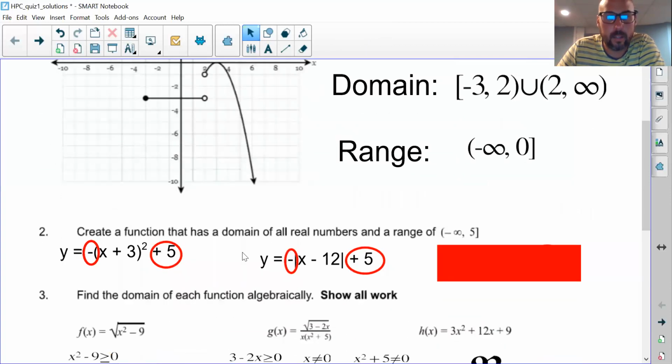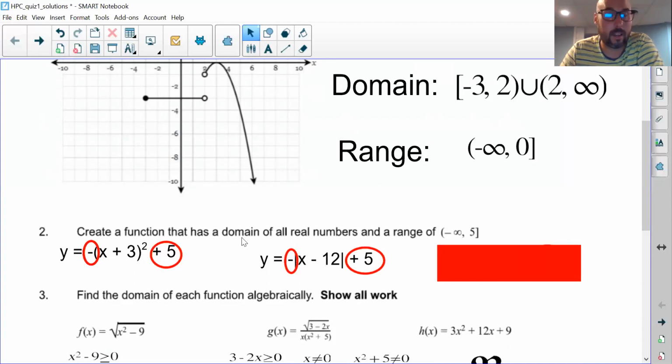Number 2, I like a function that has a domain of all real numbers, but a range of this. There are an infinite amount of solutions here. First of all, a domain of all real numbers. Well, that means it could be a lot of things. It could be a line. That's the first thing that comes to my mind. A line has a domain of all real numbers. So do parabolas. So do cubics.